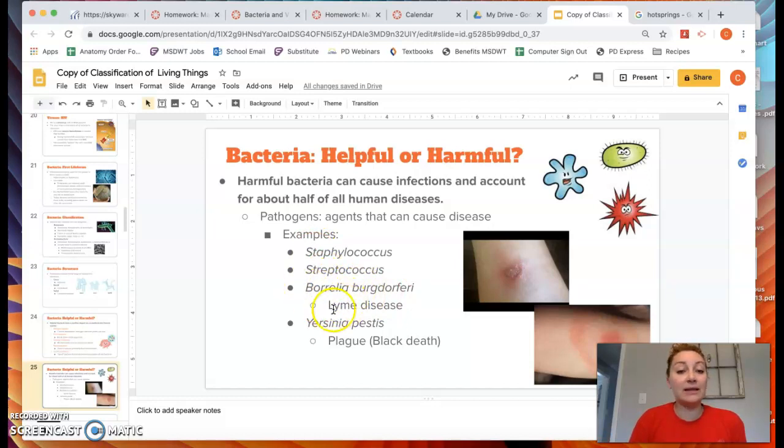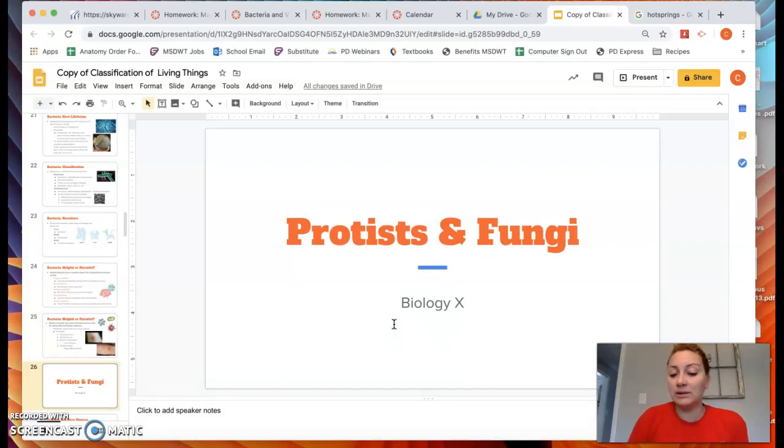And then here we've got Lyme disease. We've got Yersinia pestis, which is what caused the plague, the Black Death. And that's where we will leave it today.